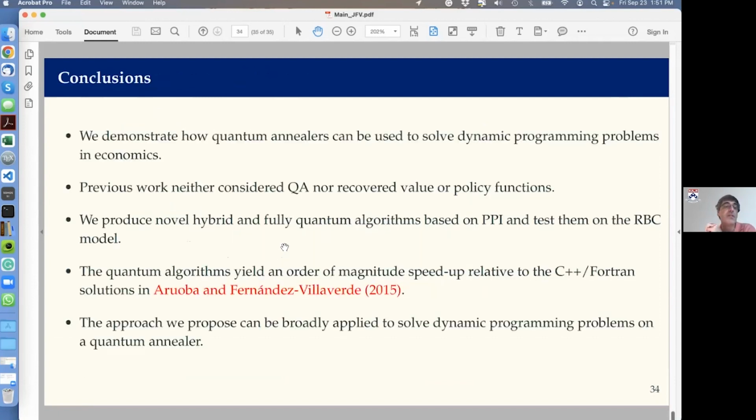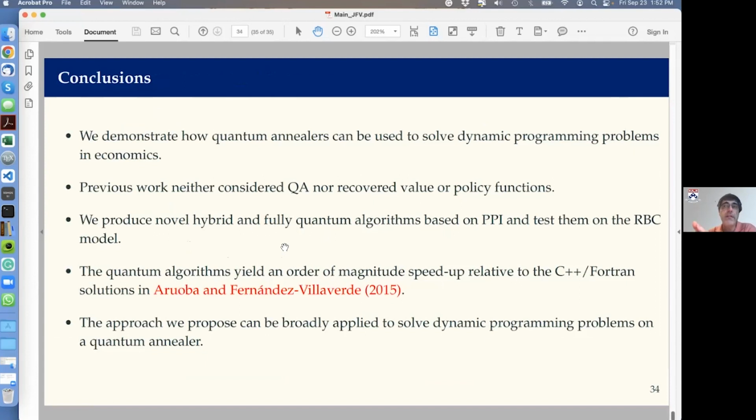Let me conclude, since I only have 1 minute left. In this paper, I think we have demonstrated as a proof of concept that quantum annealers can be used to solve dynamic programming problems like the ones we use in economics. And the approach is very simple.